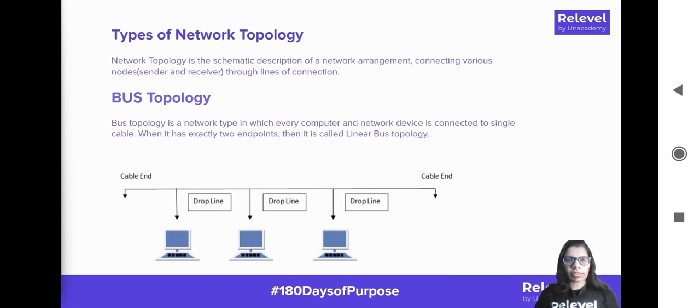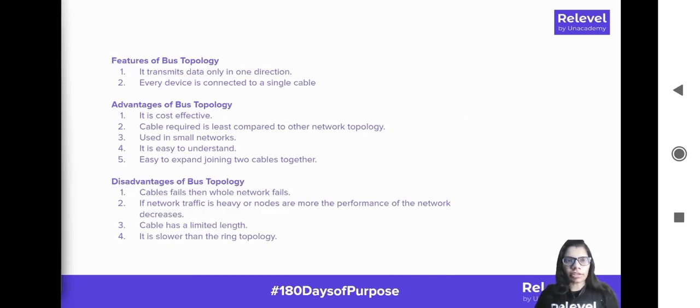Now let's see what are the use cases, advantages and disadvantages of this particular topology. So here you can see the features that it can transmit the data in only one direction and every device is connected to a single cable that we also call the backbone cable of your bus topology, right? Now if we talk about the advantages of bus topology, it is cost effective just because there is only one backbone. You don't have to do anything to make it robust. Another thing is that the cable required is least compared to other topologies. In other topologies there would be multiple cables required, and here you have only one main backbone cable and then for every device there would be another cable attaching the device to the main cable.